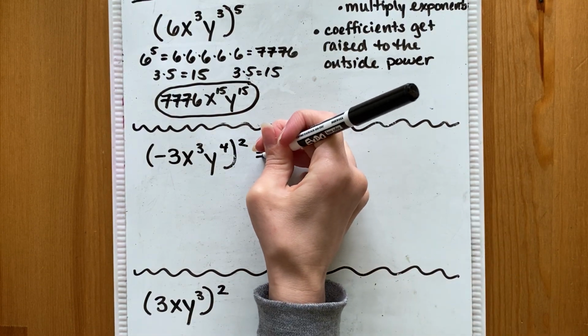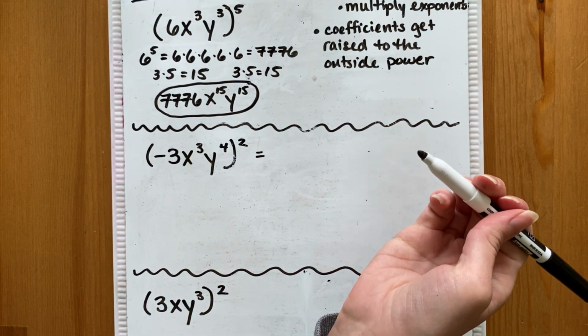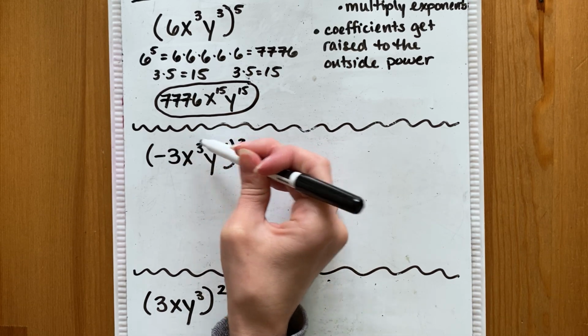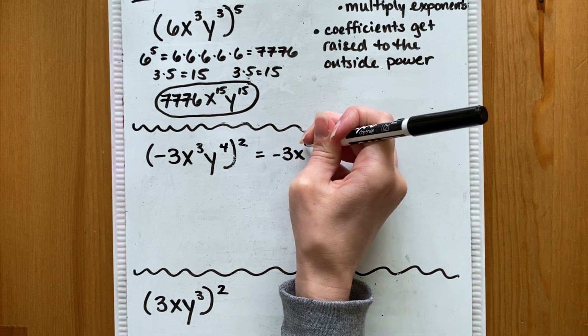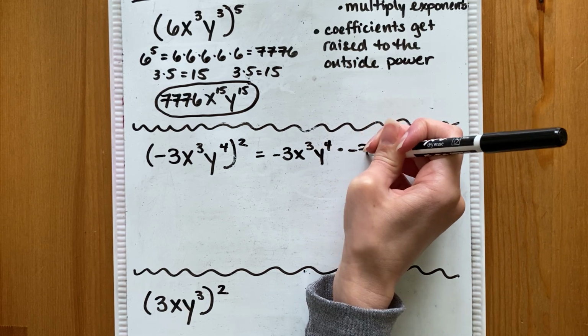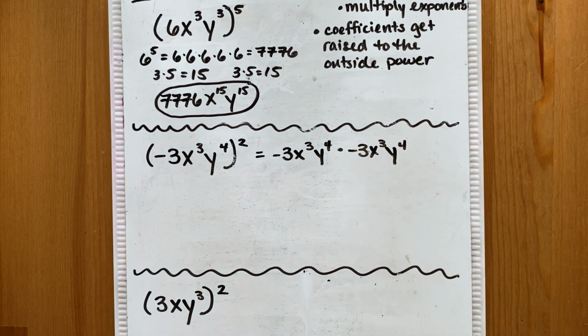So the multiplication rule relies on your knowledge that exponents mean repeated multiplication. So what this problem is actually telling us is that this inside part happens 2 times. So I'm going to write it that way. I'm going to say negative 3x to the 3rd, y to the 4th times the same thing, negative 3x to the 3rd, y to the 4th.